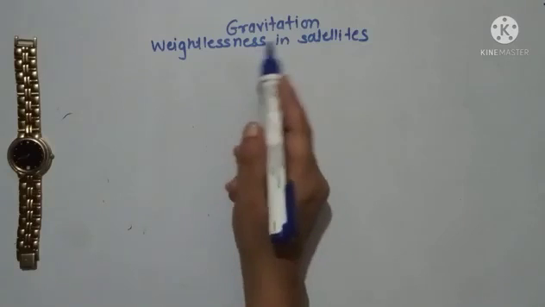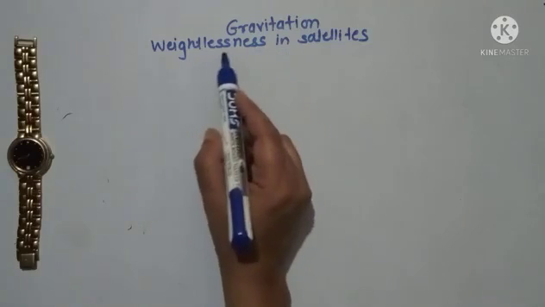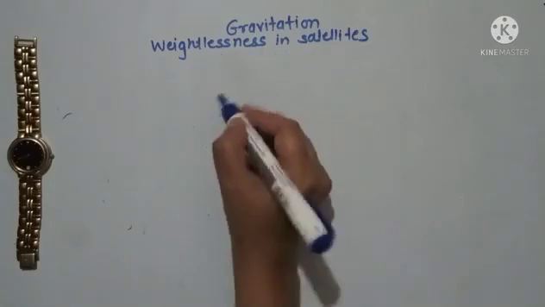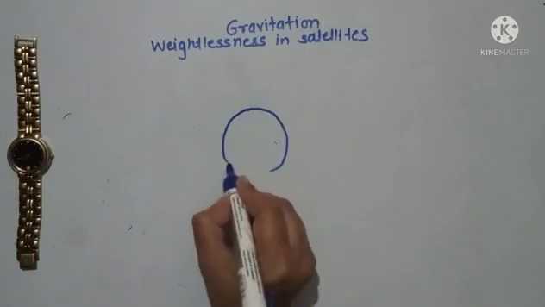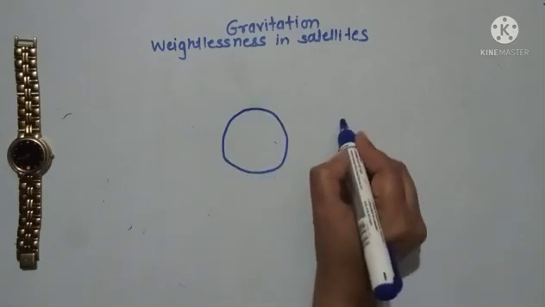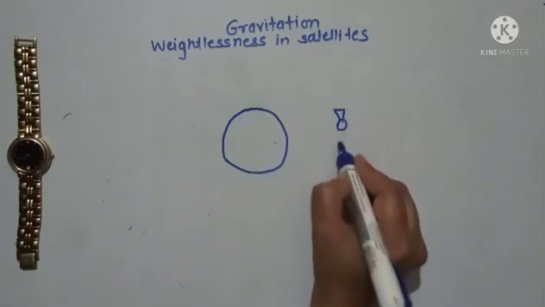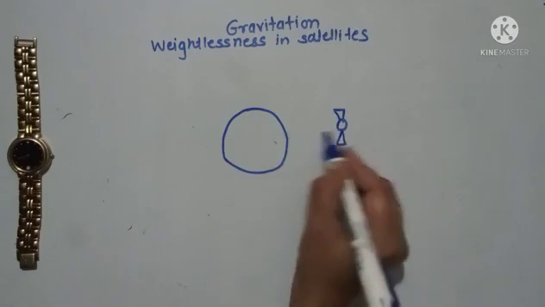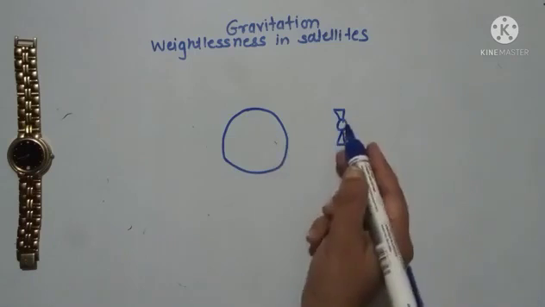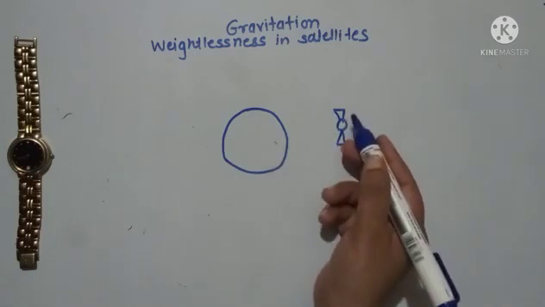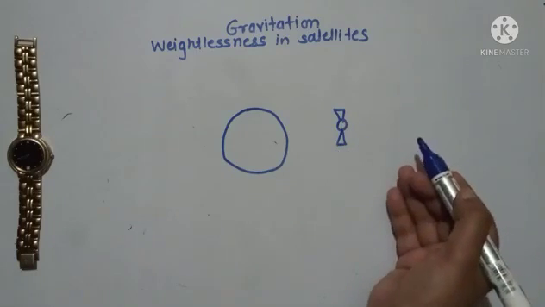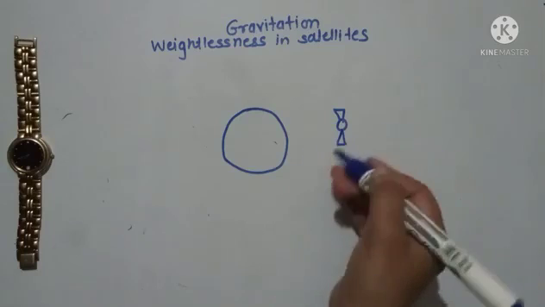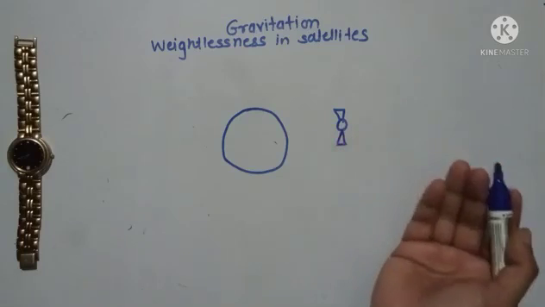So we have started with the unit gravitation, and let us see what is the concept of weightlessness in the satellite. Suppose this is the earth and the satellite is revolving around the earth surface at a particular height. In the last lecture we have seen that this satellite can revolve in lower earth, medium earth or higher earth orbits, and depending on where it is rotating, its time period could change.